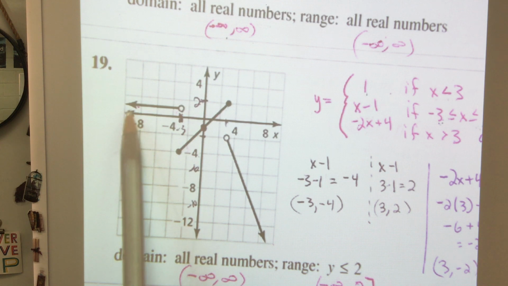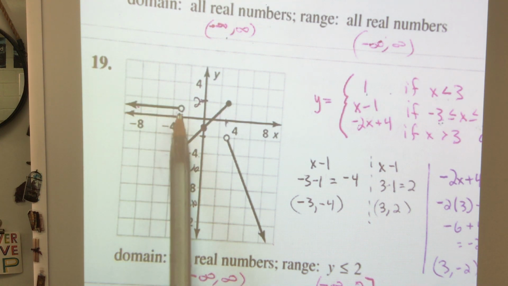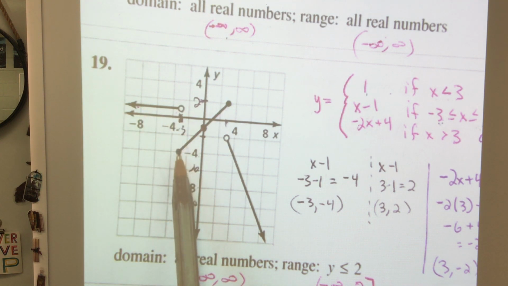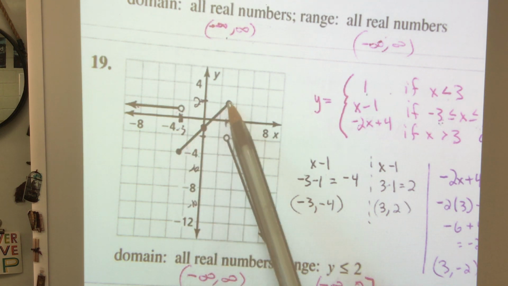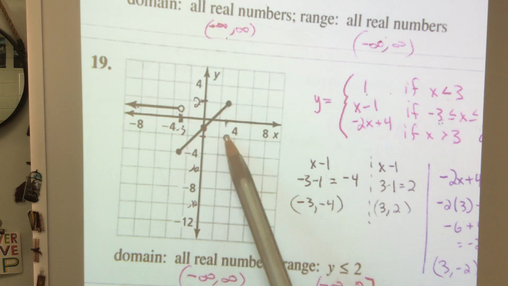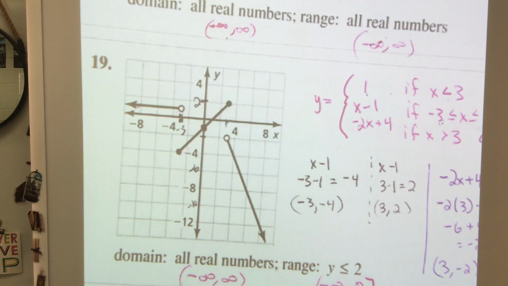The graph comes from -infinity. It connects. They both share -3. Keeps going to 3, and then it includes 3, and then it goes to infinity. So -infinity to infinity, or all real numbers.